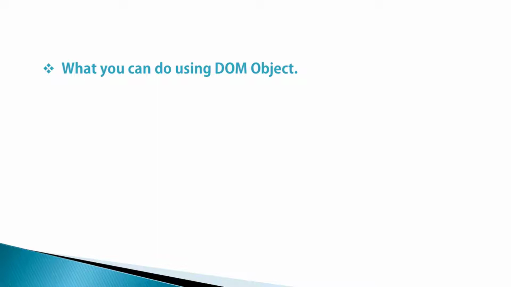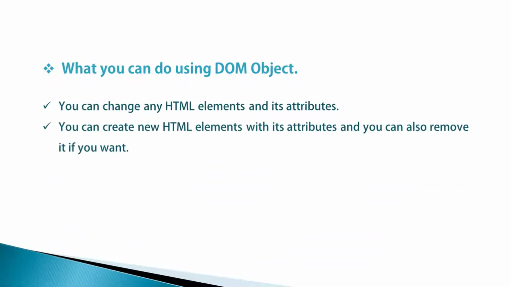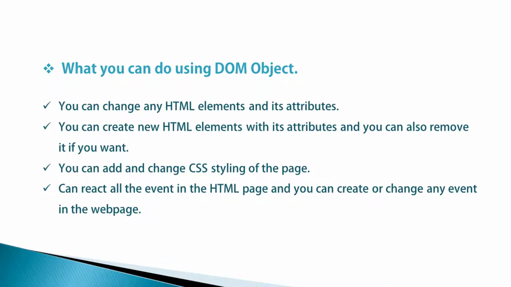As I said in the previous lecture, using JavaScript, you can create dynamic pages. Then what can you do with the DOM object? Using the DOM object, you can change any HTML elements and their attributes. You can create new HTML elements with their attributes, and also remove them if you want. You can add and change CSS styling of the page. The DOM object can react to all the events in the HTML page, and you can create or change any event in the web page.